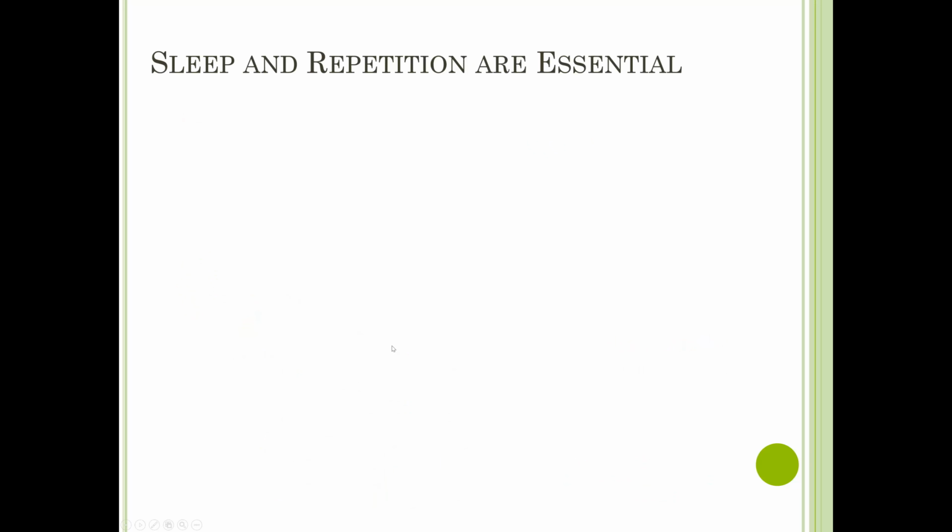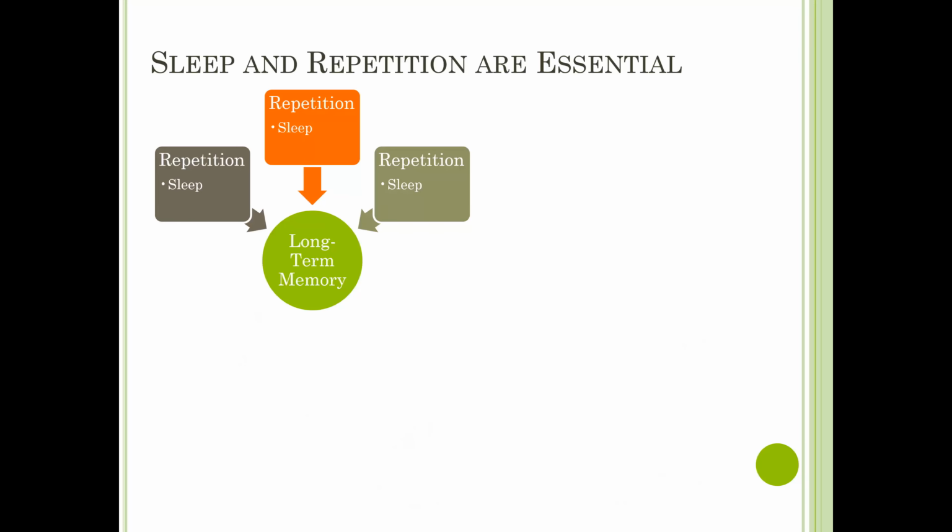So sleep and repetition are essential, and I mentioned this on the intro video as well, that in order to get these memories and the stuff that you're learning into your long-term memory, you have to allow yourself multiple days so that you can repeat the information, sleep, repeat the information, sleep, repeat the information, and sleep. This is the only way long-term memories are formed. There is no shortcut, no magic pill that allows it to happen easier.